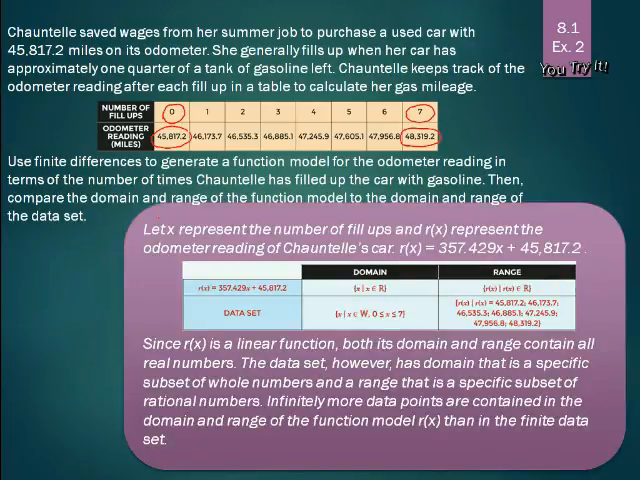Let x represent the number of fill-ups and r of x represent the odometer reading of Chantel's car. R of x equals 357.429x plus 45,817 and 2/10. Then we have our table with our domain and range for our function model and data set. Since r of x is a linear function, both its domain and range contain all real numbers. The data set, however, has a domain that is a specific subset of whole numbers and a range that is a specific subset of rational numbers. Infinitely more data points are contained in the domain and range of the function model r of x than in the finite data set.